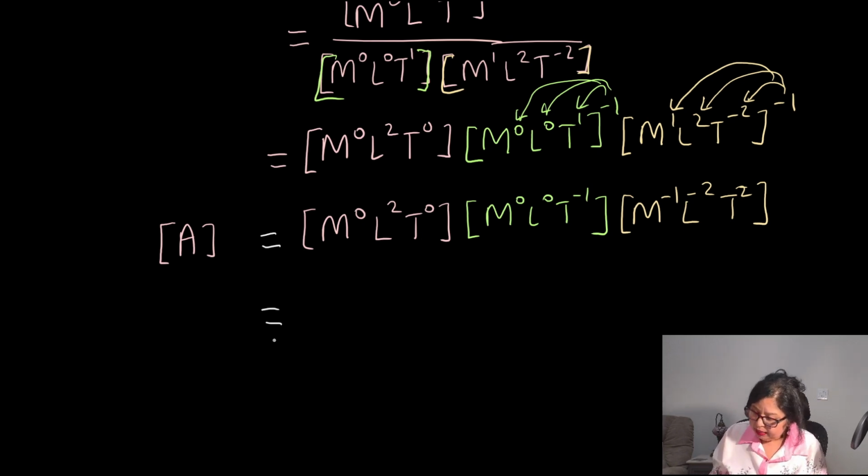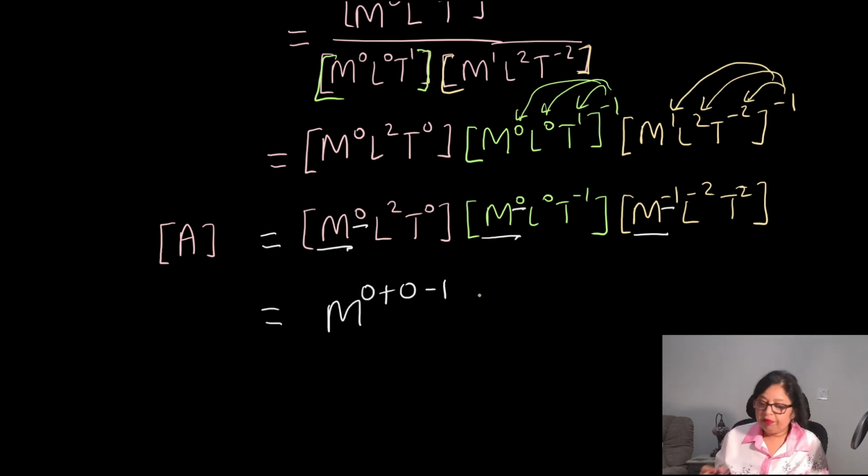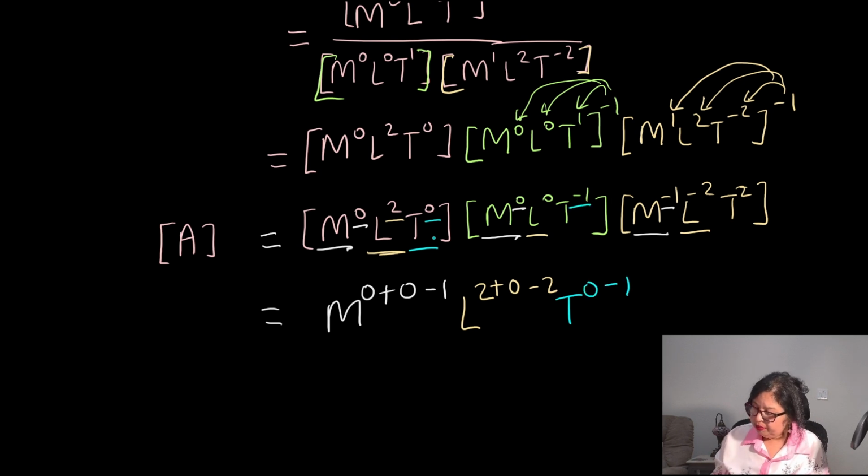Now I get this m0 times m0 times m to the -1. What does that give you? M to the power 0 plus 0 minus 1. Basic rules of algebra, nothing fancy here. L squared times L to the power 0 times L to the power -2. Last, T to the power 0 minus 1 plus 2. Okay.